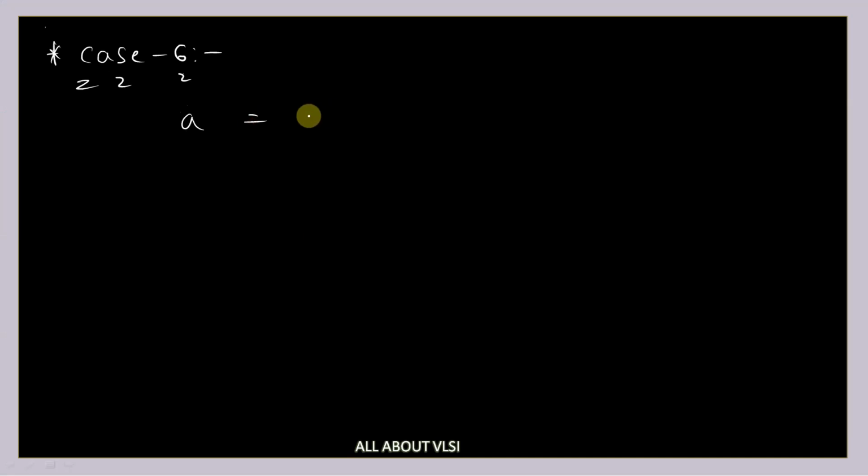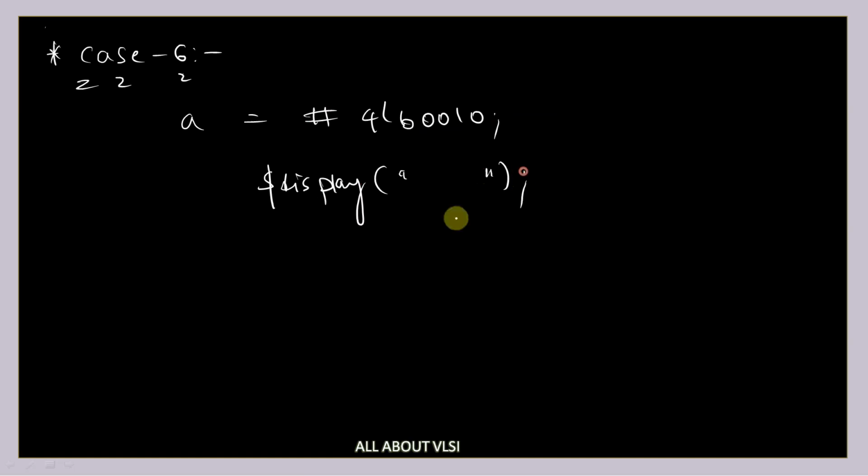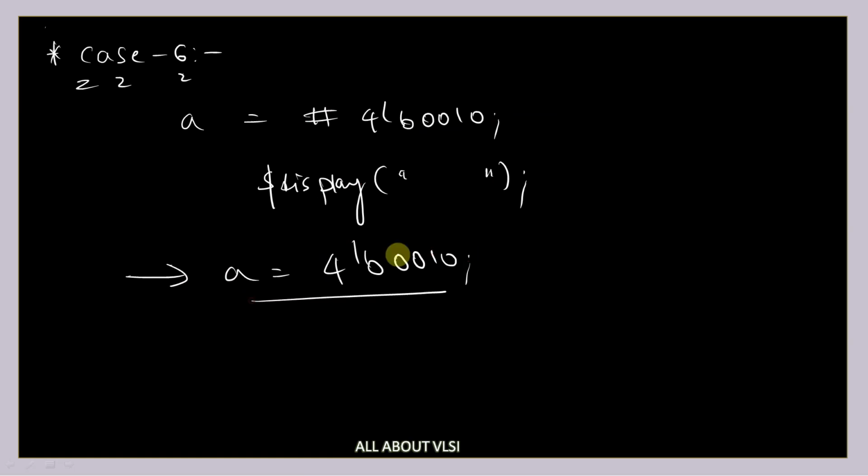If I'm using a blocking operator with intra-assignment delay, 4'b0010, and I'm using my $display statement, my value is getting printed. That is a value I can see as 4'b0010. Okay, this is my case 6. Now what about case 7?